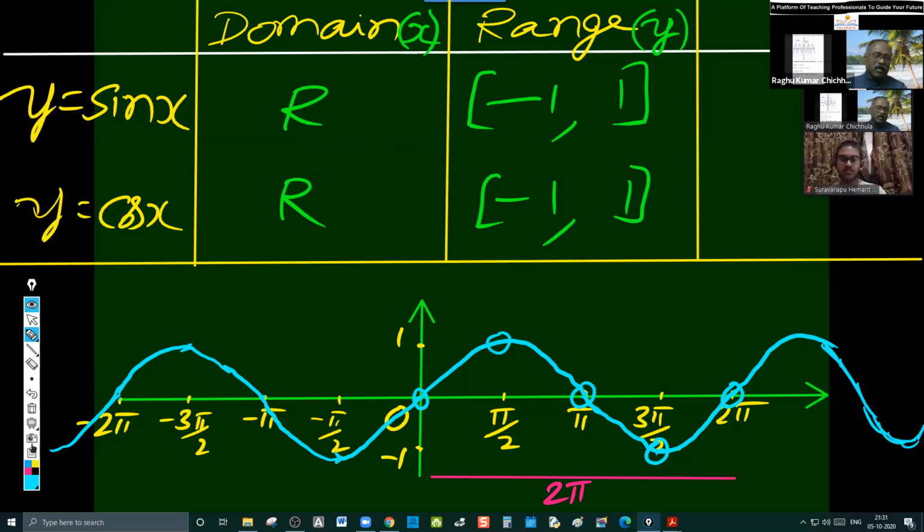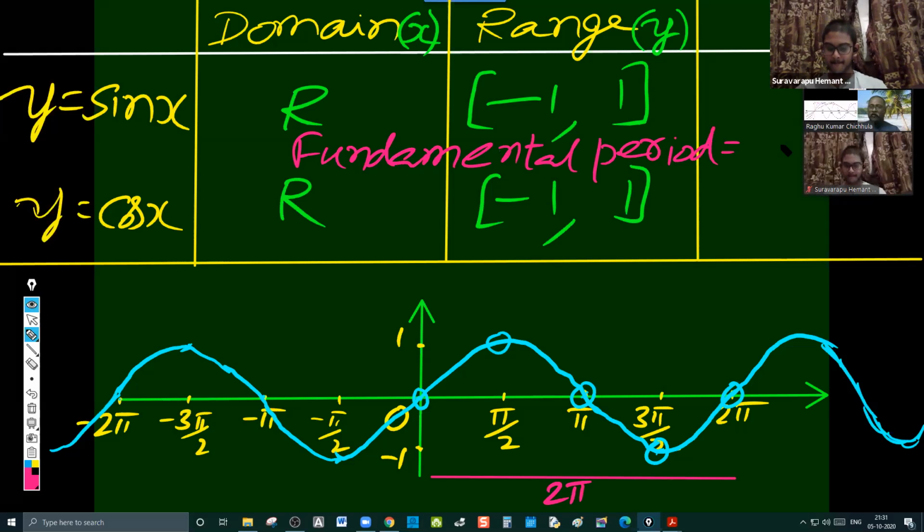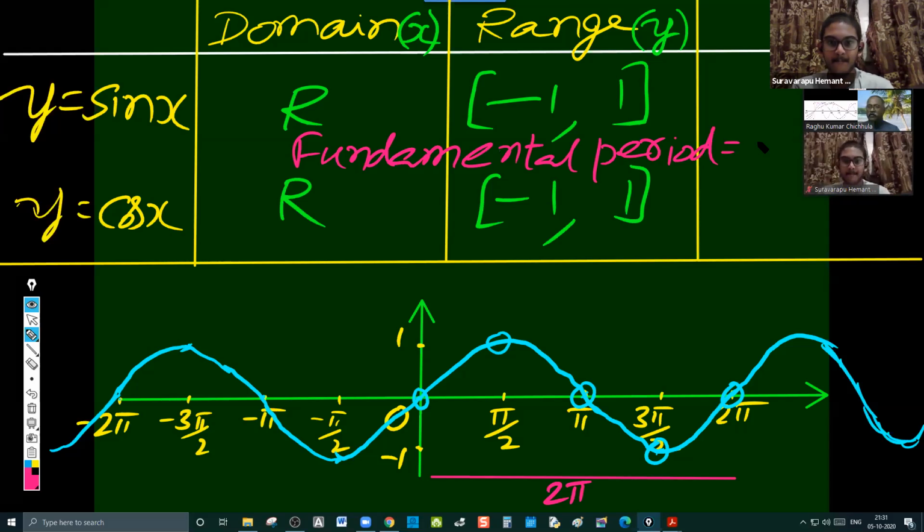I'll tell you like this. Day and night are generally taken as periodic, and the period is equal to 12 hours. If you take 1 day, the period is equal to 24 hours. If you take 1 week, the period is equal to 7 days. If you take 1 month, the period is 30 days on average.